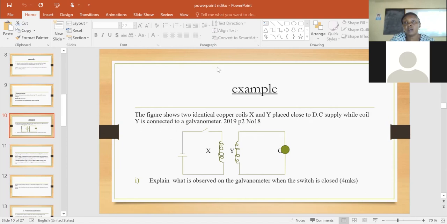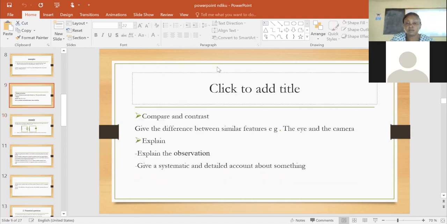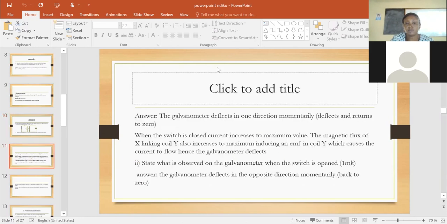The galvanometer deflects momentarily. Or you can say the galvanometer deflects and returns back to zero. That is the observation. Then after the correct observation, you can go ahead to give the explanation. The observation will carry 1 mark. Then the explanation will carry 3 marks.